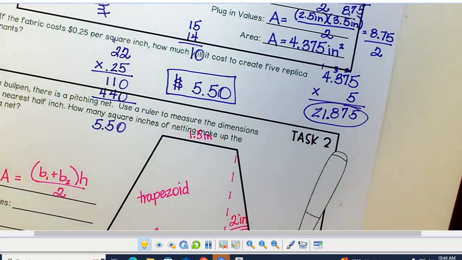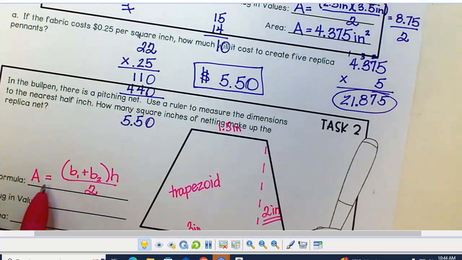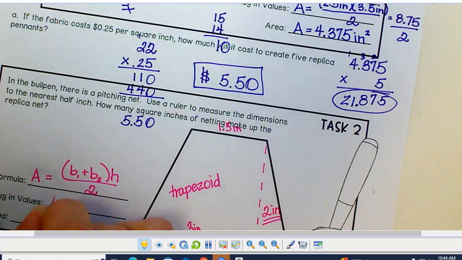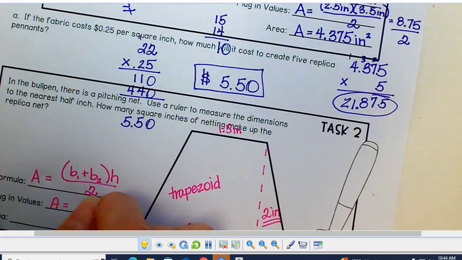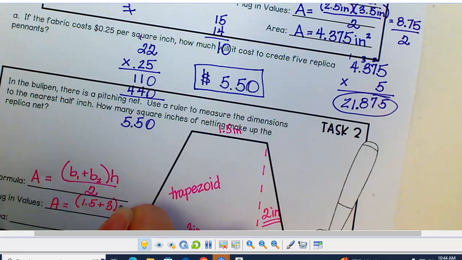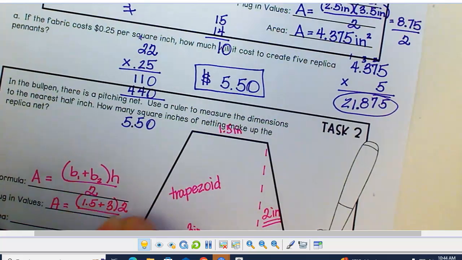All right. Here we go. Plug in the values. Base 1, 1.5, plus base 2, which is 3, times 2, which is the height, divided by 2, which is part of the formula. This 2, multiplying by 2 and dividing by 2, those pretty much just cancel out. So 1.5 plus 3 is 4.5. The area is 4.5 square inches.